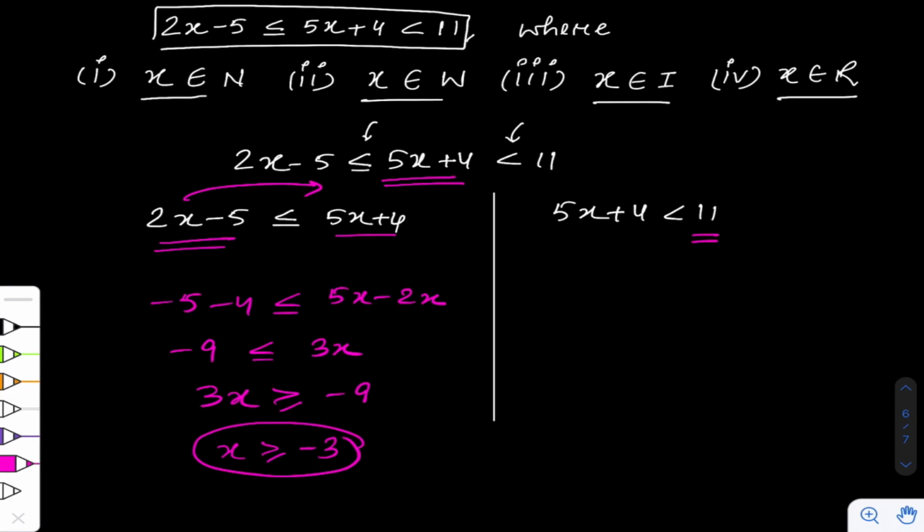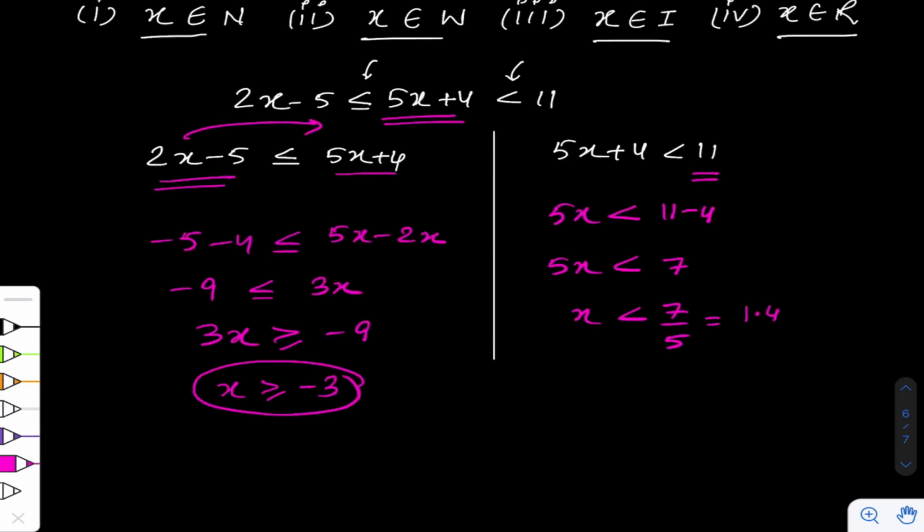Now see what is happening on the other side. 5x less than 11 minus 4, or 5x less than 7, or x is less than 7 by 5. Now if you calculate 7 by 5, it comes to 1.4. Now solve all the parts one by one.